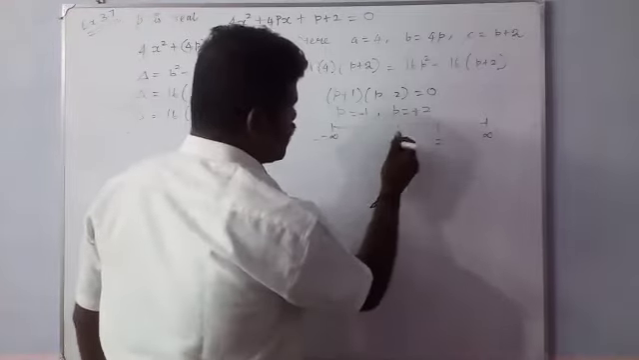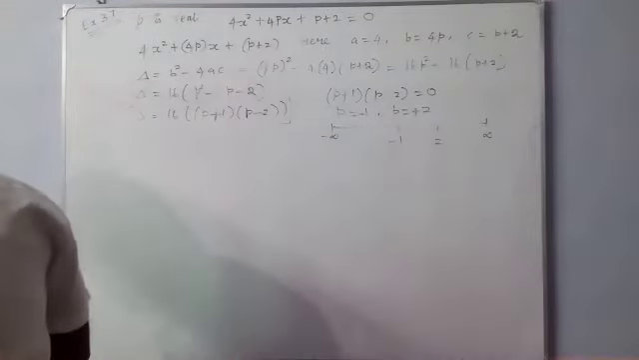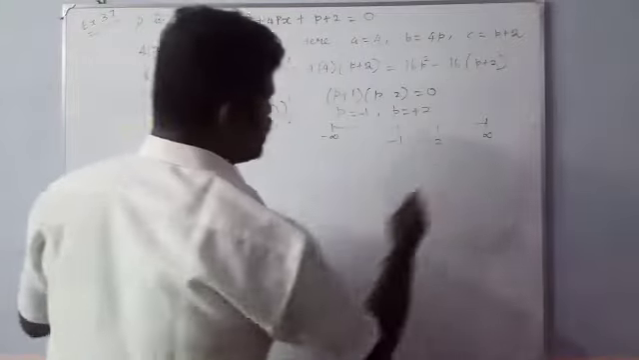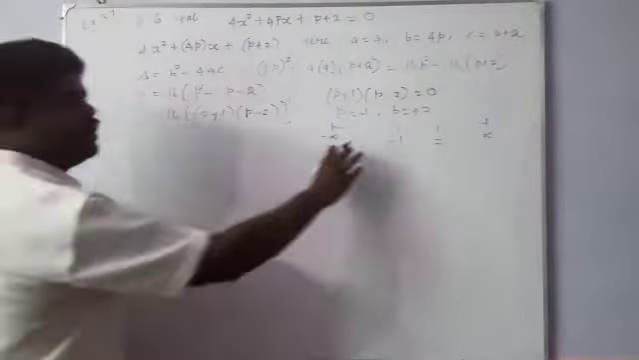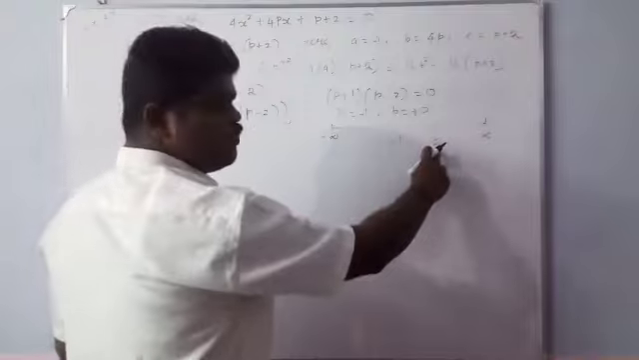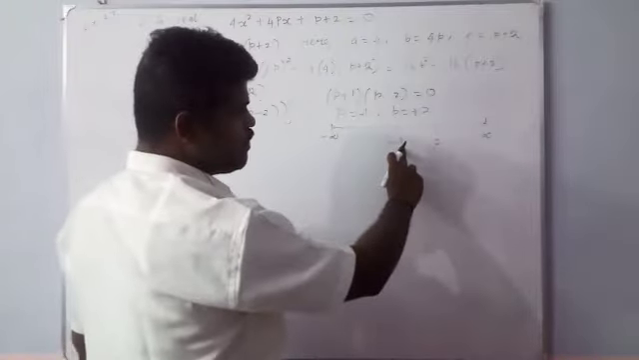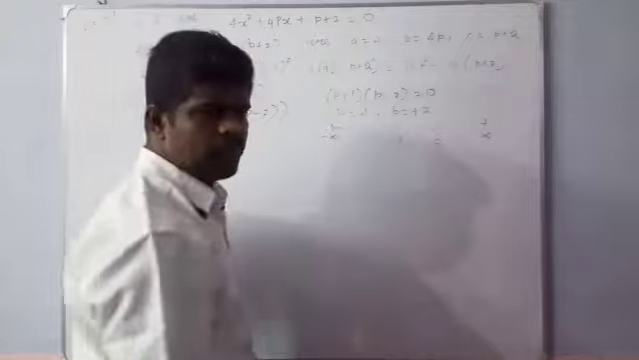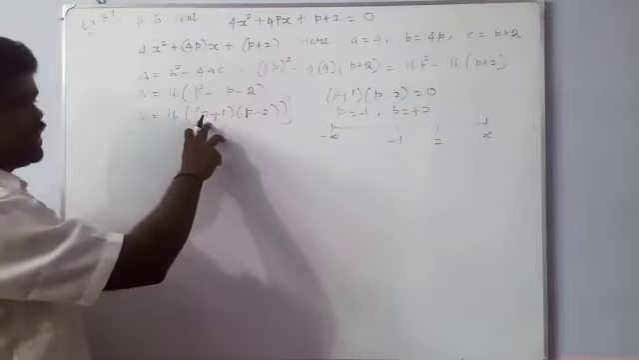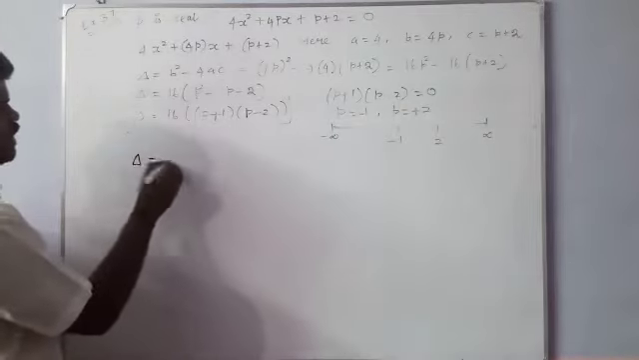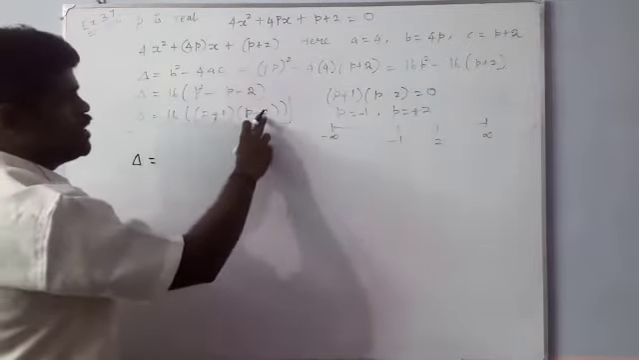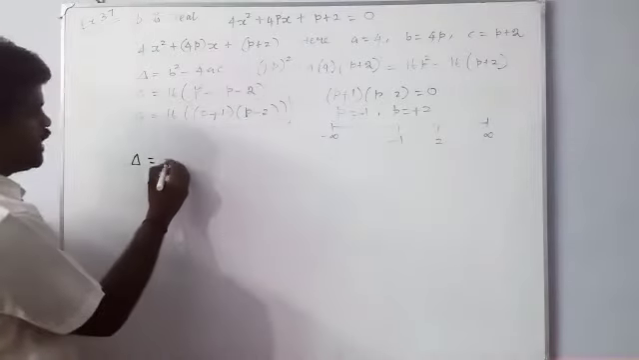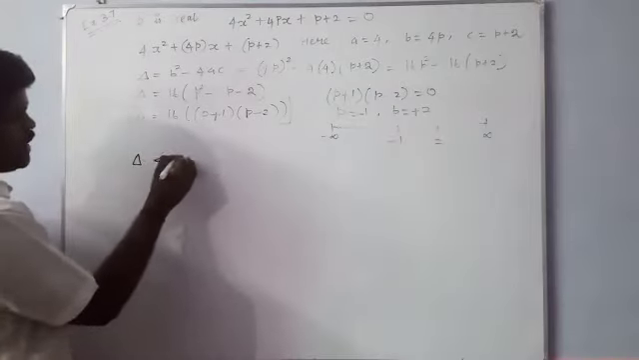Draw the number line, minus 1 and plus 2. Now, if suppose we select minus 1 to 2, one number is 0. If we give the value 0 here, what is the value of delta? If suppose 0 is here, the answer is plus 1 and minus 2. The answer will be negative. So, delta less than 0.